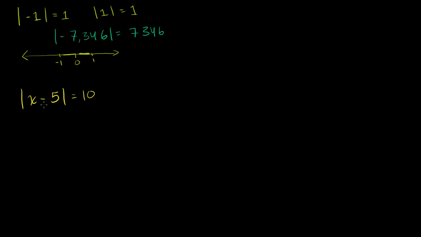Now, this is going to be true in two situations. Either x minus 5 is equal to positive 10. If this evaluates out to positive 10, then when you take the absolute value of it, you're going to get positive 10. Or x minus 5 might evaluate to negative 10. If x minus 5 evaluated to negative 10, when you take the absolute value of it, you would get 10 again. So x minus 5 could also be equal to negative 10. Both of these would satisfy this equation.